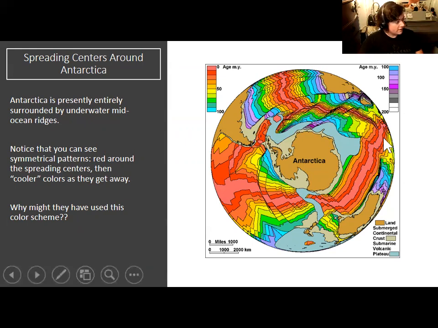So you have this spreading center, a relatively new one actually, separating Australia and Antarctica. You have one that's a little bit obscured by ocean sediments that separates South America from Antarctica. And then there's another one here between Africa and Antarctica in the southern Indian Ocean.